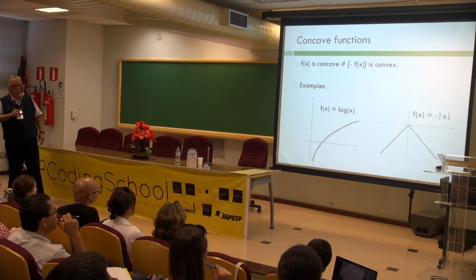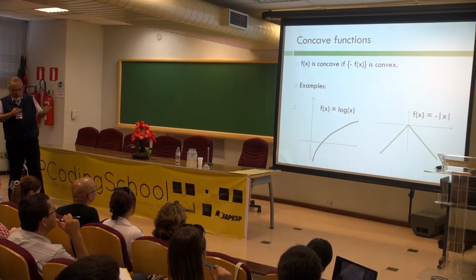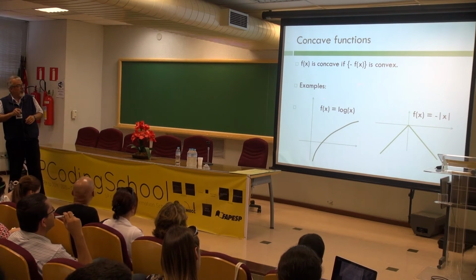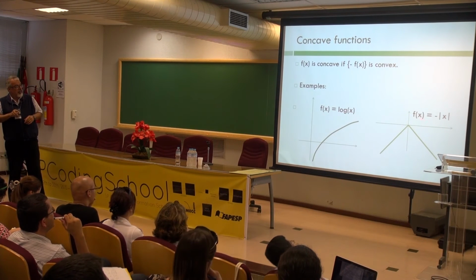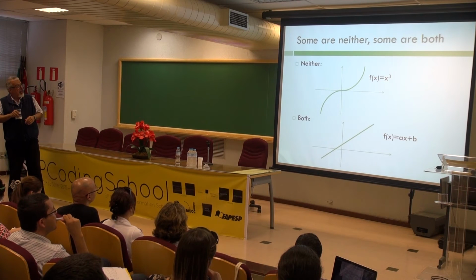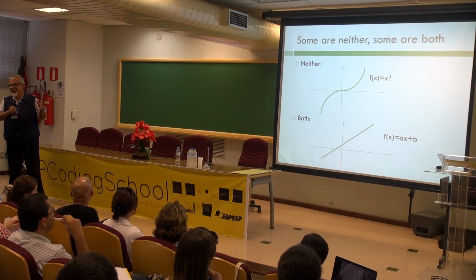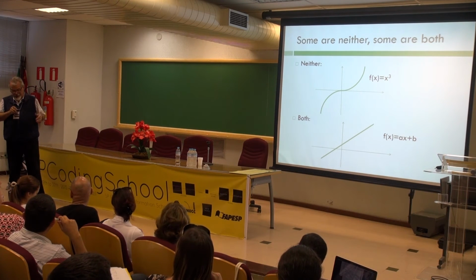Okay. All right, what is concave? Well, a function is concave if minus f of x is convex. Also very simple. Examples, log, the minus modulus function, they are concave. And some of them are not convex or not concave, like x squared. And some of them are both. Actually, there is only one family of functions that are both, the linear functions. If a function is convex and concave, then it's got to be linear.